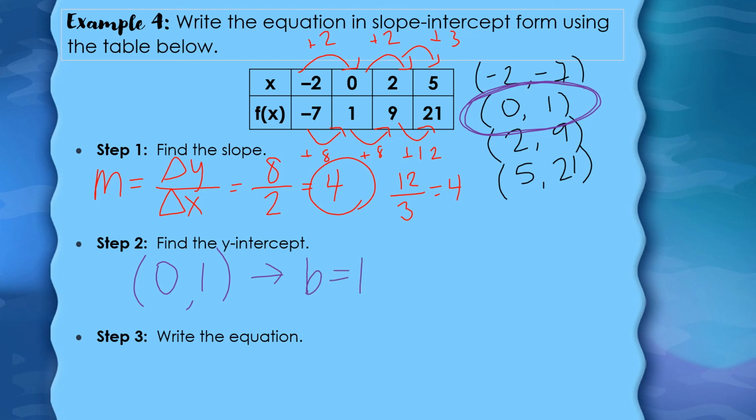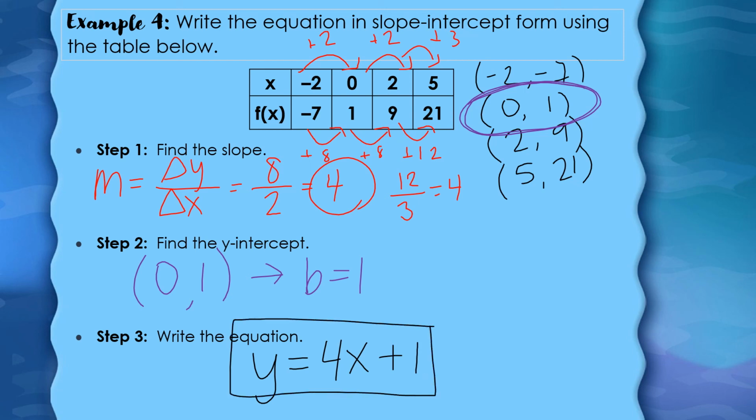So now to write the equation, y equals, I've got my slope is 4, so 4x, and my y-intercept is at 1, so plus 1, and that would be my final equation.